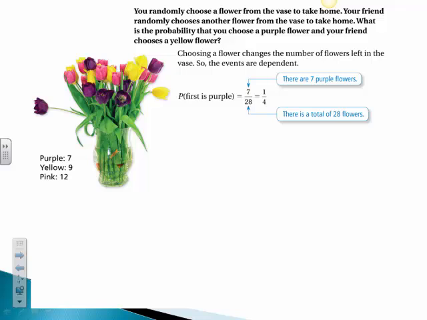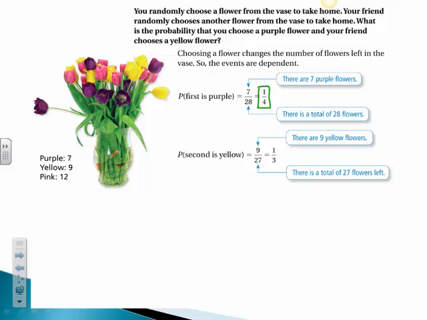So, for you to pick a purple flower, there are 7 purples and there are 28 total flowers. So your probability is 7 out of 28, which simplified is 1/4. Now your friend picking a yellow flower, there are 9 yellow flowers, but your denominator changed because you pulled a flower from the vase. Therefore, there aren't 28 flowers in the vase anymore. There's only 27. Therefore, the denominator is now 27, not 28. This is how many flowers are left in the vase. So your friend has the probability of 1/3.